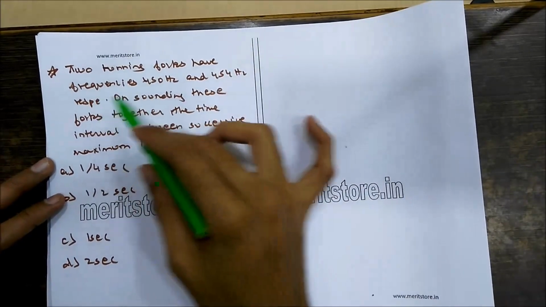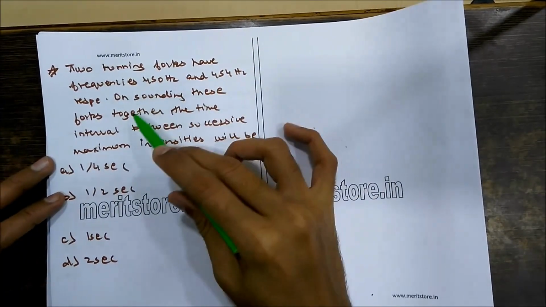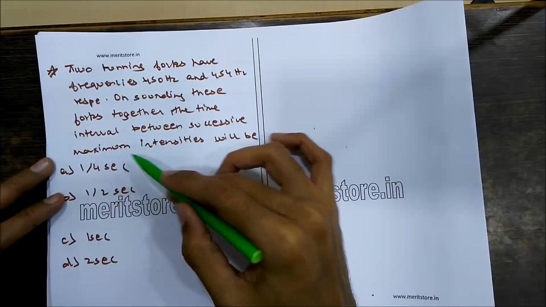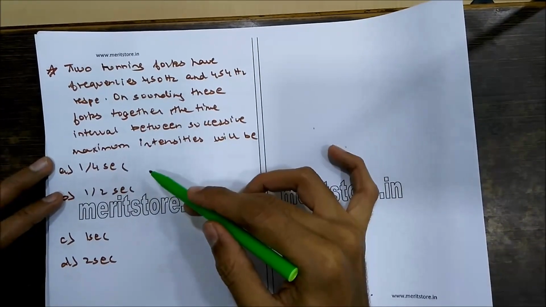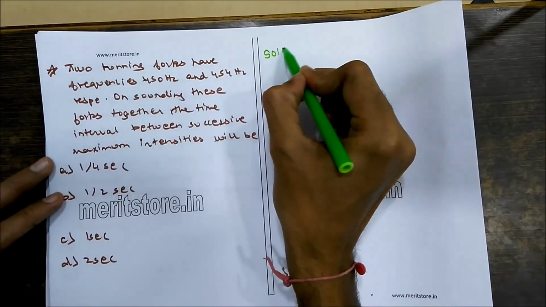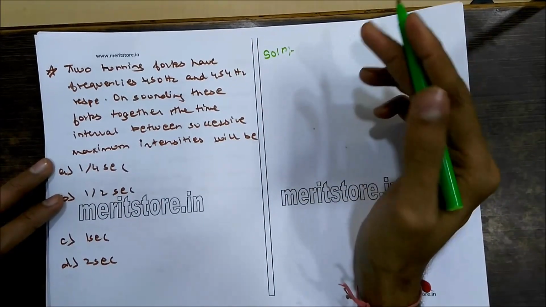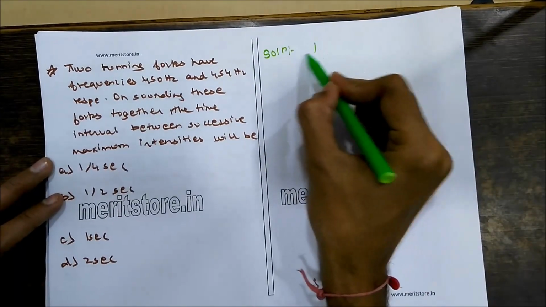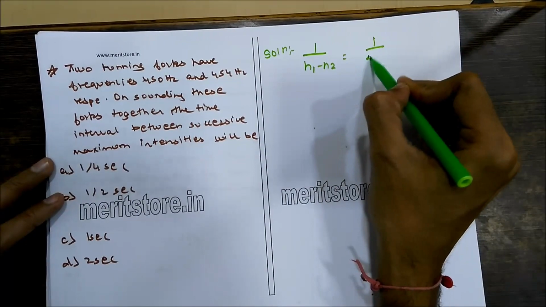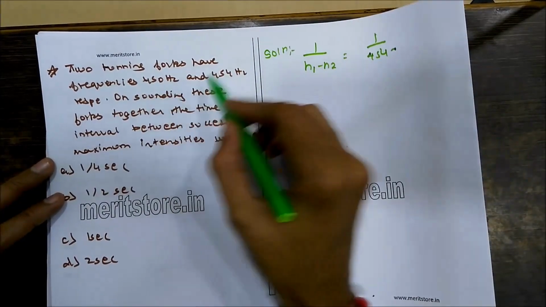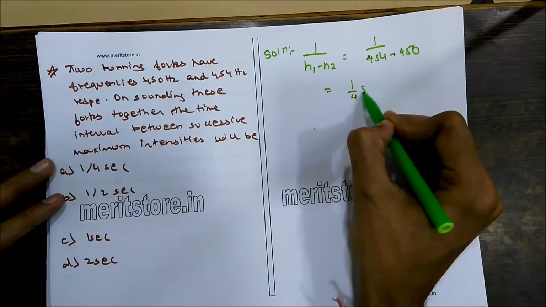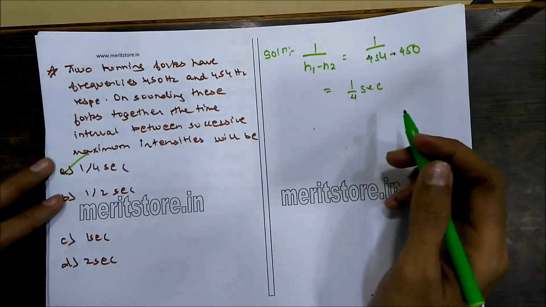Two tuning forks have the frequency 450 Hz and 454 Hz respectively. On sounding these forks together, the time interval between the two successive maximum intensities will be 1 upon 4 seconds, 1 upon 2 seconds, 1 second, or 25 seconds. So the time interval between two successive maximum intensities is given by 1 upon n1 minus n2, that is 1 upon 454 minus 450. That gives you 1 upon 4 seconds. So A is the correct option.